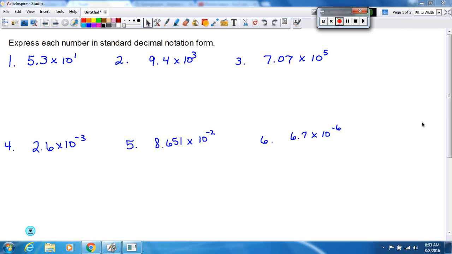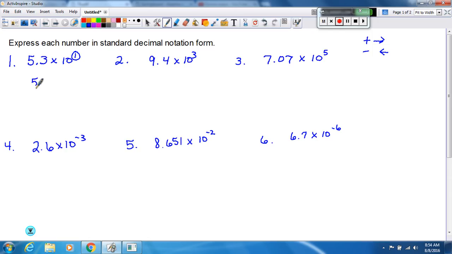Going to express each number in standard decimal notation form first. That's just a fancy way of saying the way we normally see numbers. You have a number with a decimal, and it's times 10 to the first. This is already written in scientific notation. So this exponent, if it's positive, you move the decimal to the right. If it's negative, you move the decimal to the left. So this means move to the right one place, because this exponent right here is a 1.